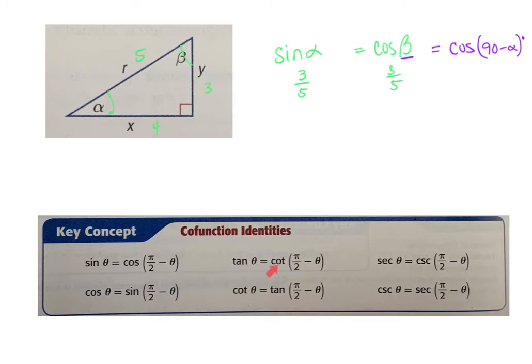All right, tangent and cotangent relate to each other the same way, and secant and cosecant relate to each other the same way. These are called cofunction identities. This sometimes helps when you're solving problems.